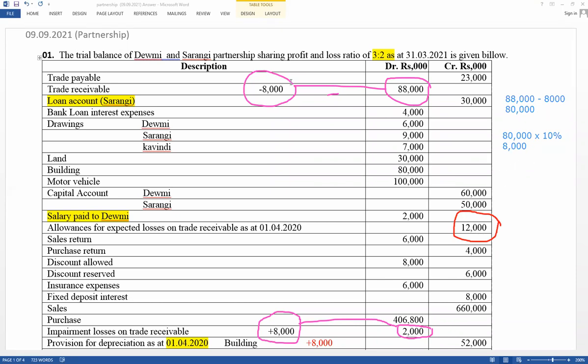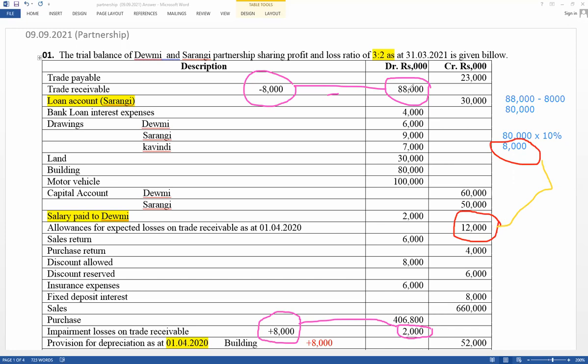Closing balance is 8,000, but opening balance equal 12,000. Therefore, you have to compare these two values also. These two values should be compared. Then it can be recognized as under provision or over provision. You have to compare these two values to recognize under provision or over provision.